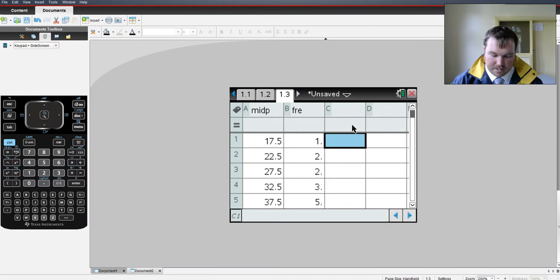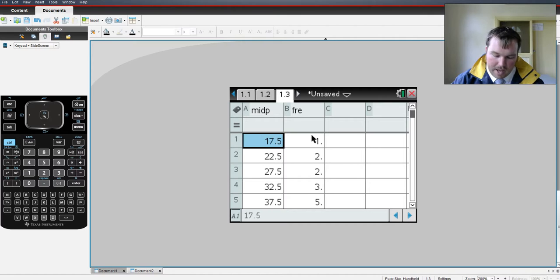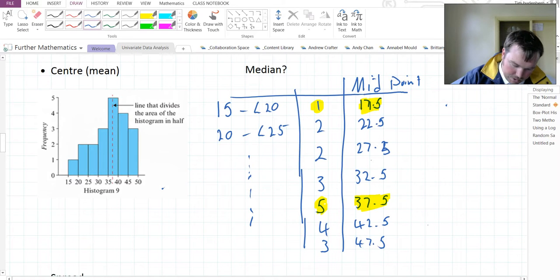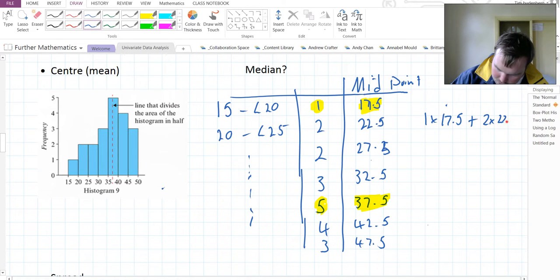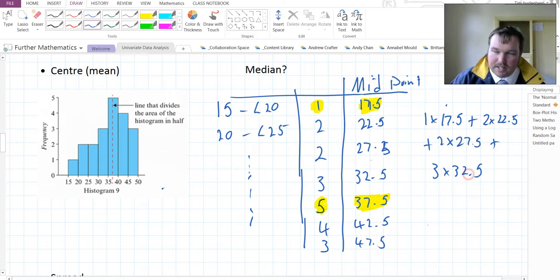So what I've done here is I've entered the midpoints in the table and how often they each occur. And what we want the calculator to do is, well, essentially this sum here. We want it to do 1 times 17.5 plus 2 times 22.5 plus 2 times 27.5 plus 3 times 32.5, etc. All the way up. And then we want to divide by the sum of the number of people involved. So 5, 8, 13, 17, 20. We want to divide all of that by 20 to find the mean.